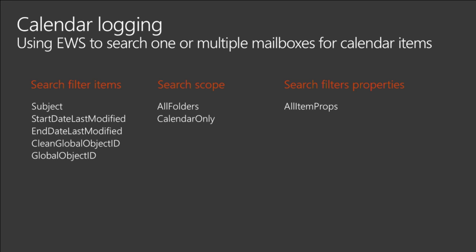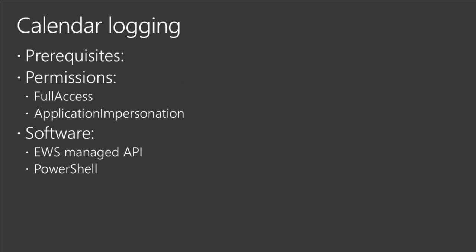You can define a search scope, all folders or calendars, and all item properties. How does it look? Prerequisites: first, for EWS, to access and extract the data, you either need to have full access or application impersonation. Full access is sufficient, because not everybody has application impersonation, as it is most likely not scoped and you can impersonate all the users. You can do really everything. So we also use full access. Software-wise, we just need the Managed API from Exchange Web Services, PowerShell, and the script.